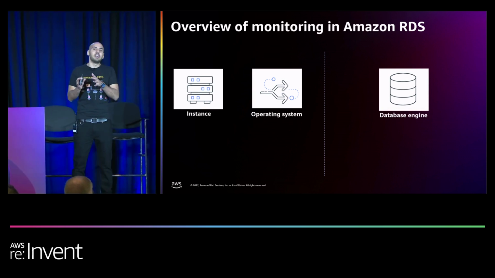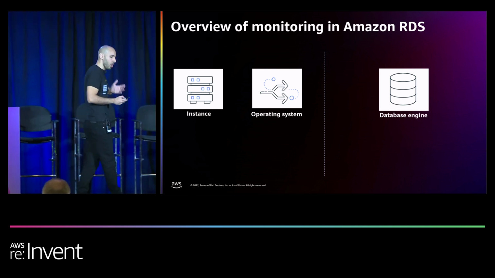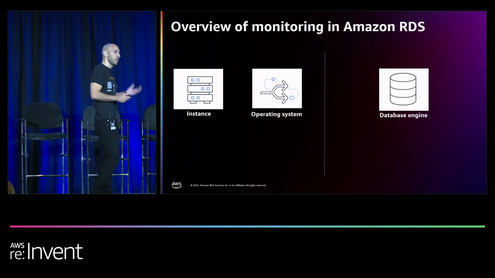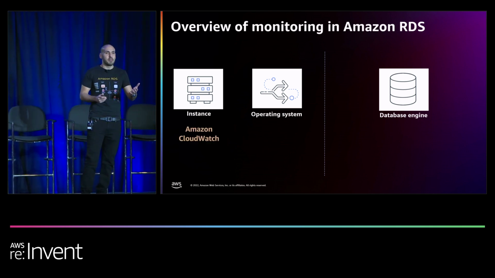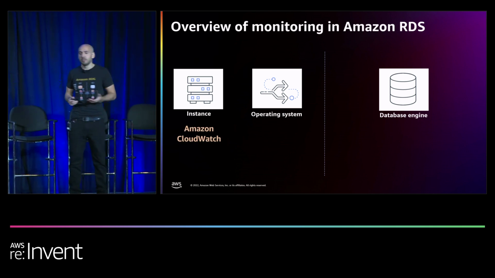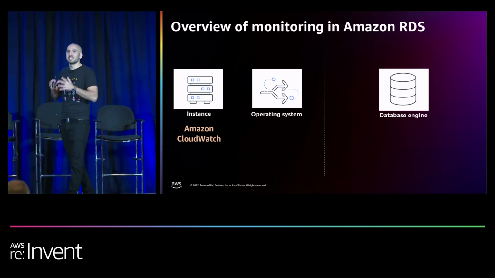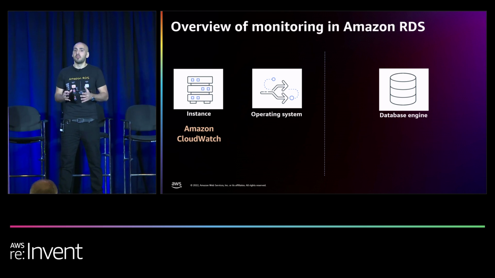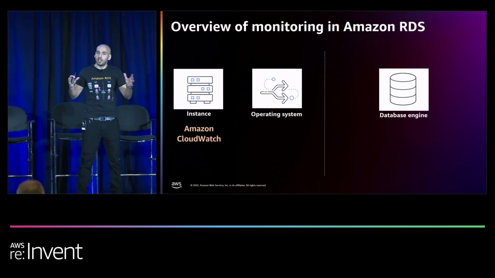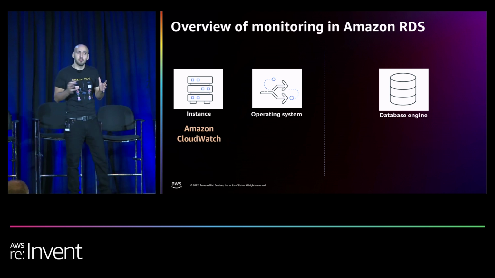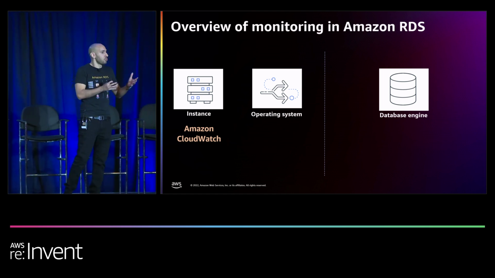There are actually 3 levels of monitoring in Amazon RDS: instance level, operating system level, and database engine level. At instance level, you should use Amazon CloudWatch. I'm sure many of you have heard about Amazon CloudWatch and use it today. Amazon CloudWatch is AWS's main monitoring and observability solution. It enables you to monitor your entire application stack and all of your AWS resources, and it also allows you to monitor Amazon RDS.